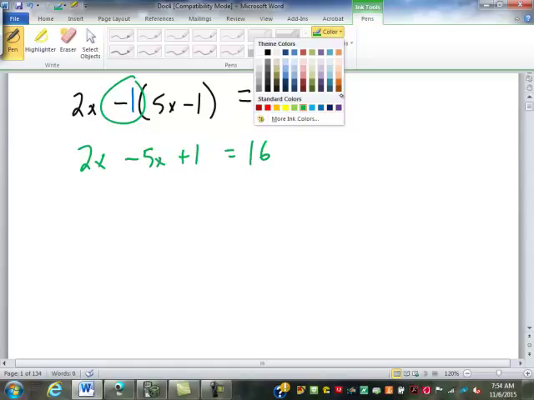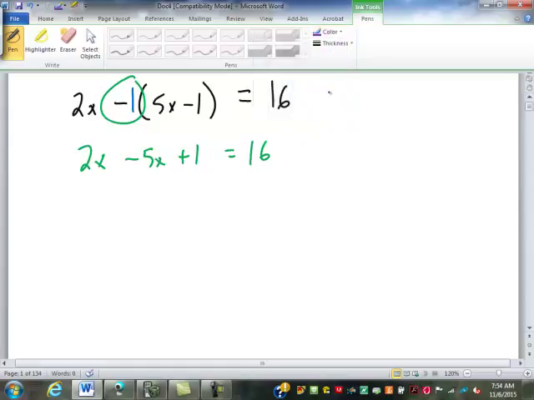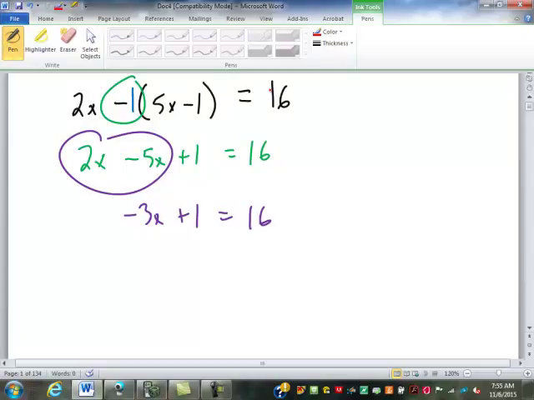Excuse me. Fighting off a sneeze there. So now, of course, 2x and negative 5x is negative 3x plus 1. That's the big thing. That's one of those problems that's missed a lot because of that. That minus sign by itself, people tend to blow it off.